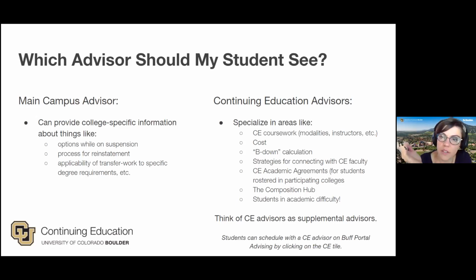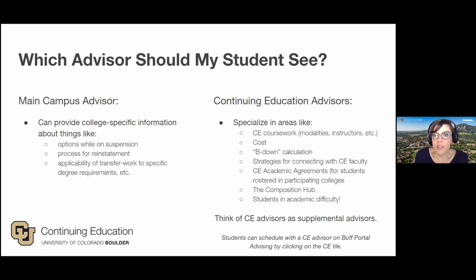Your main campus advisor really knows the specifics about your major requirements. If you were thinking about transferring in coursework, you're really going to want to connect with your main campus advisor to ensure that the coursework isn't just transferring, but it's also applying to the requirement that you're expecting it to apply to. Your main campus advisor can also talk to you about the college's specific academic standing requirements, like do they need a 2.25? Do you have to raise your major GPA? What does this look like?